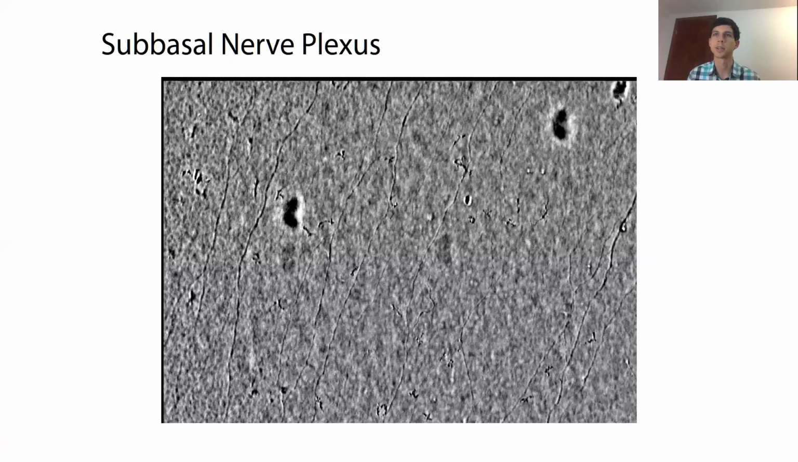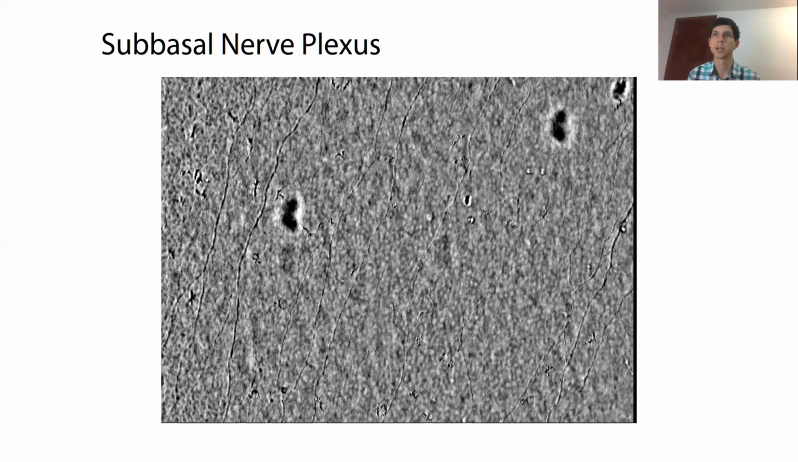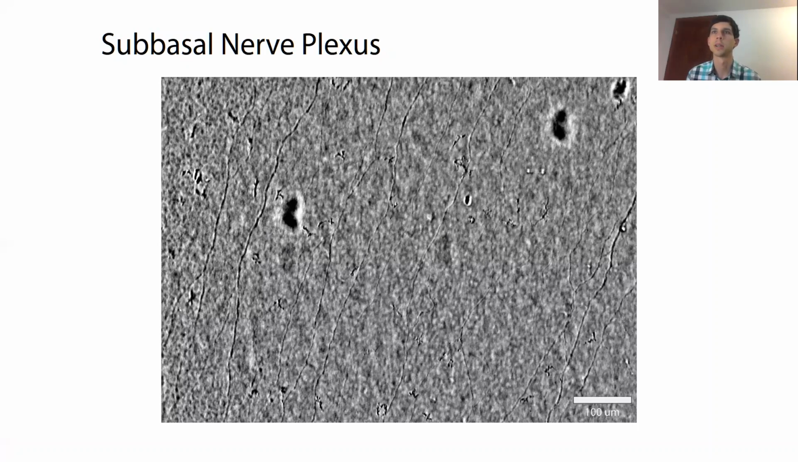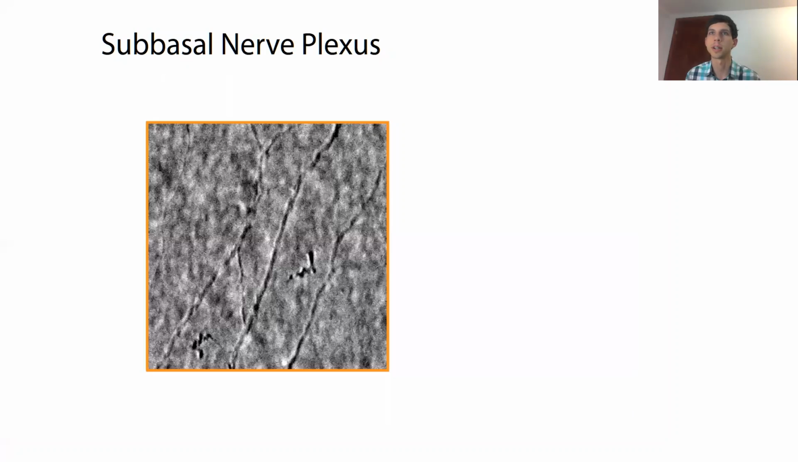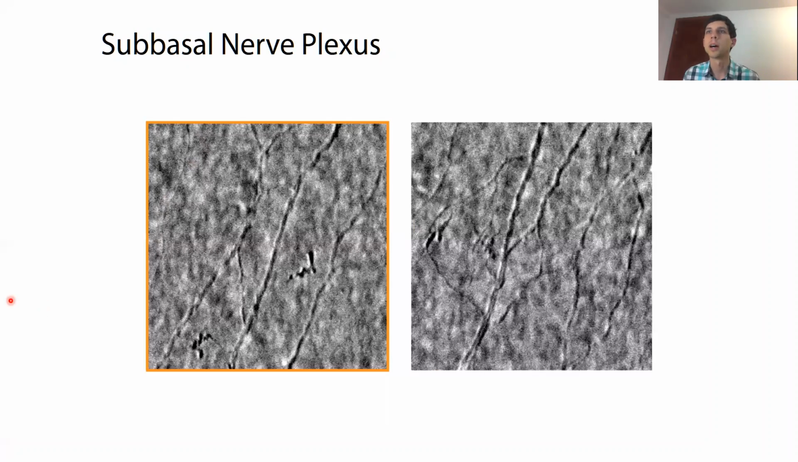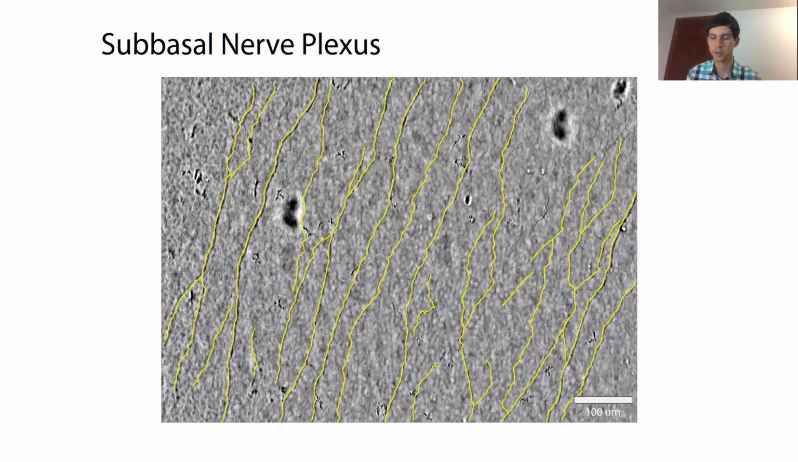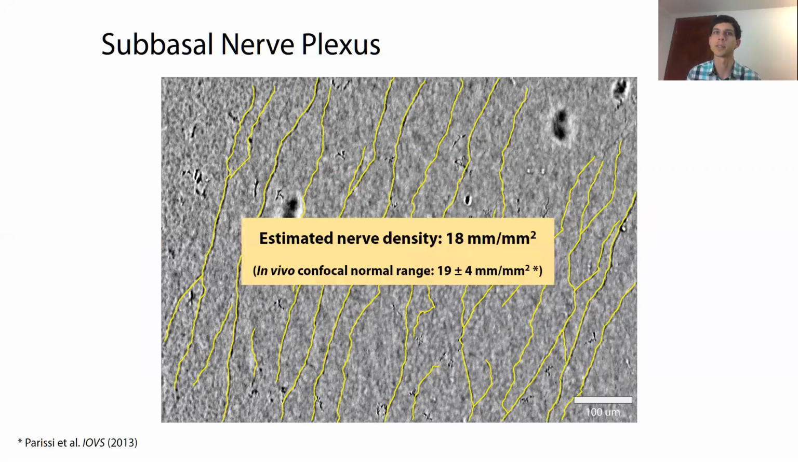Here's the most striking feature, the subbasal nerve plexus, which is coming into focus here. If we just zoom in on a small area, we can see that sort of phase contrast relief. And we can also see that we're sensitive to very fine nerve structures. We can also see larger areas. We can trace these nerves, and we find that the density of them actually matches up quite closely to existing in vivo confocal studies.